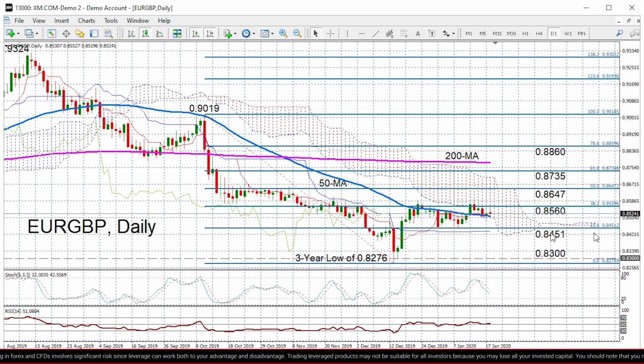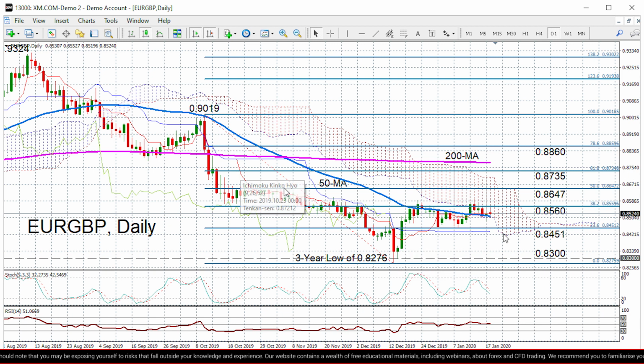So that's the Fibonacci retracement of the down leg from 0.9019 to 0.8276, and then below that, that 3-year low of 0.8276 would be back in scope, and breaking that would signal a resumption of the long-term downtrend for euro pound.